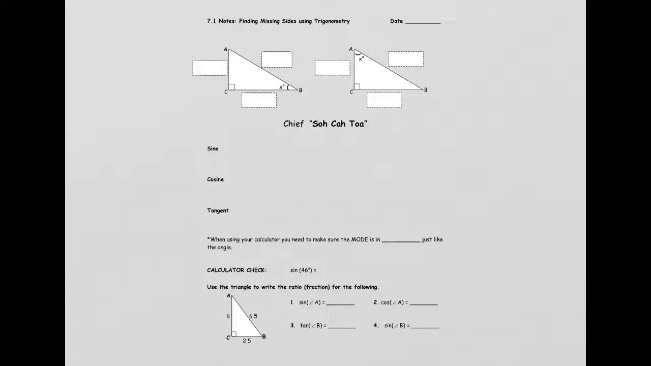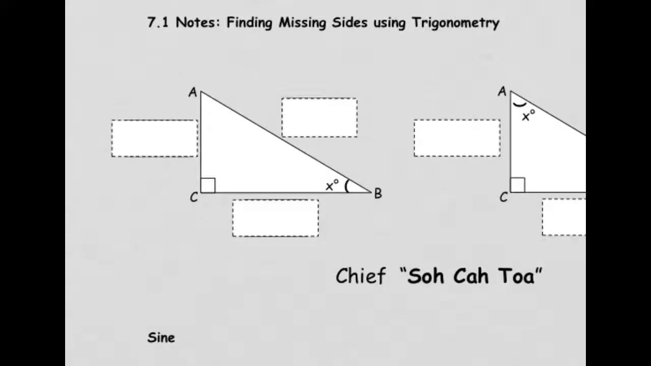Welcome to 7.1 Notes. This is finding missing sides using trigonometry.